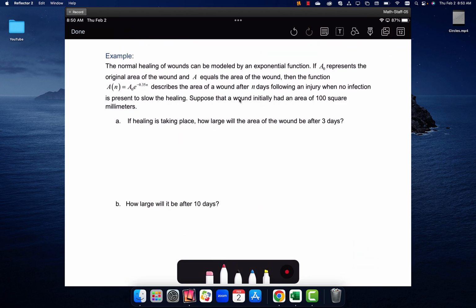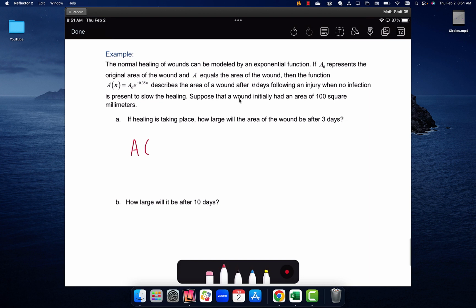In this application, the normal healing of wounds can be modeled by an exponential function. If A sub 0 represents the original area of the wound and A equals the area of the wound, then the function A of n equals A sub 0 e to the -0.35n describes the area of the wound after n days, following an injury when no infection is present to slow the healing. Suppose that a wound initially had an area of 100 square millimeters. Part A. If healing is taking place, how large will the area of the wound be after 3 days?